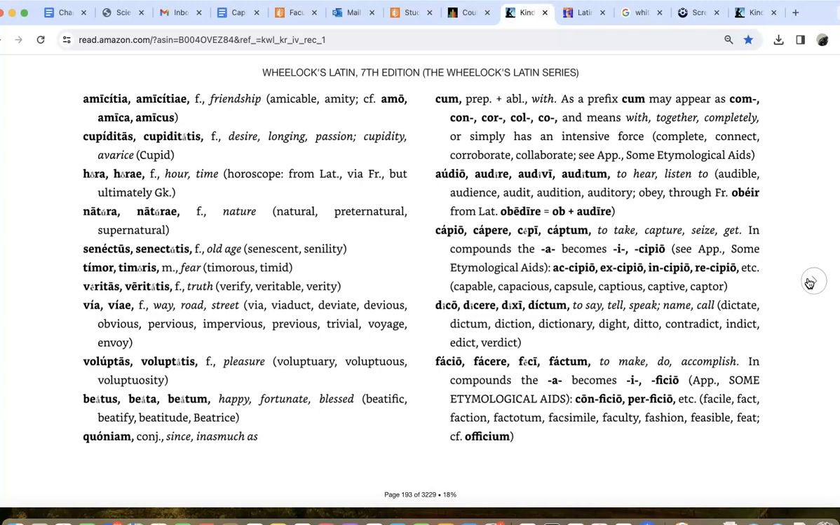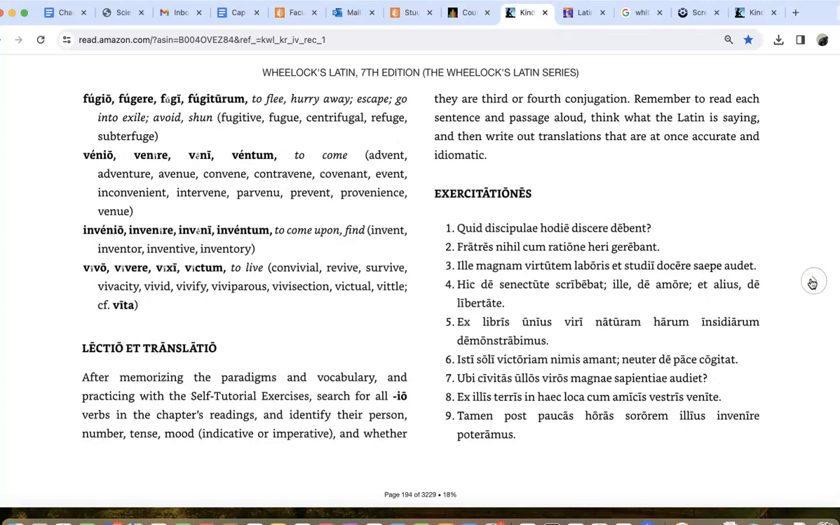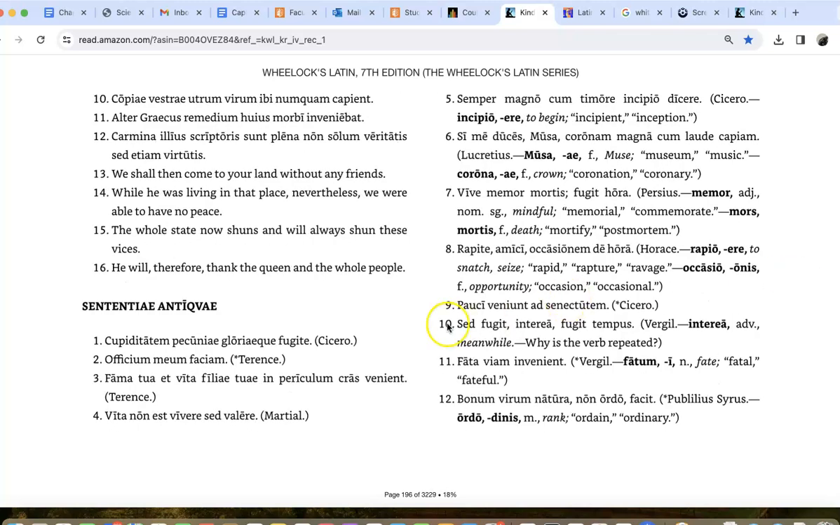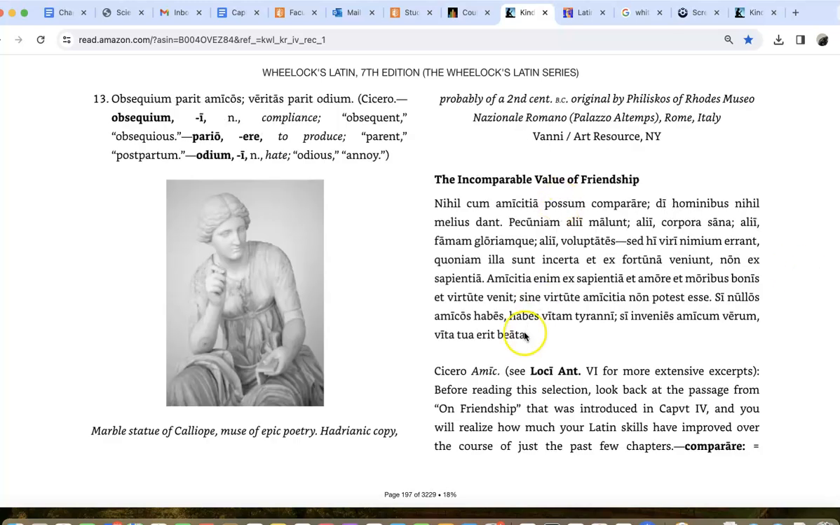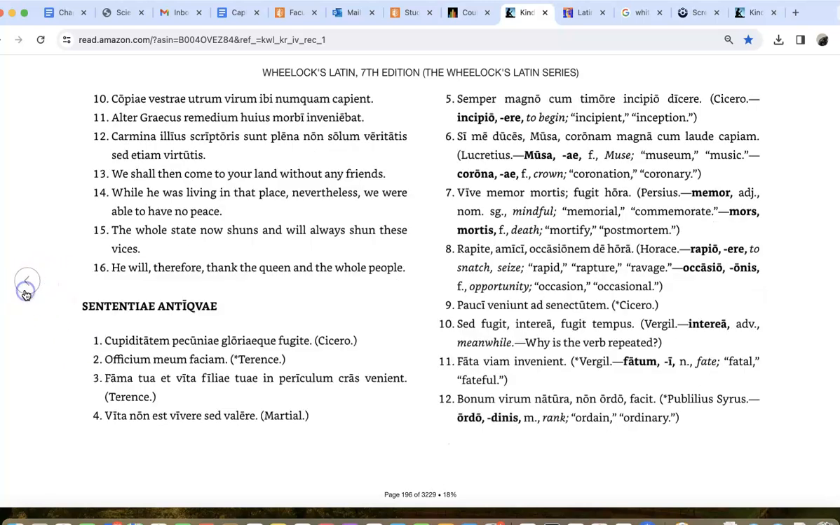Here is our vocabulary. Again, please take a look at that. As I mentioned, I'm using a Kindle version, so some of the vowels in particular look a little bit funky in the font, but that's just because of the Kindle version. Your book should have its regular forms. All right, I'm going to jump right into the exercises for you. So as a rule, we will focus on the Sententiae Antiquae and the longer passage, in this case, the Incomparable Value of Friendship by Cicero.